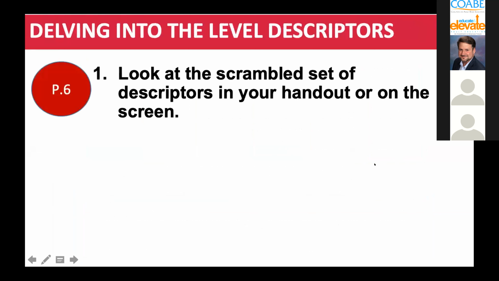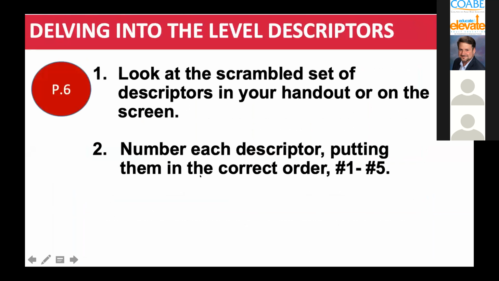And we're going to ask you to look at that. And then, Jamie, next instruction. Sorry. That's okay. Foolishly checking the chat. We're going to ask you to number each descriptor, putting them in the correct order, number 1 through number 5. So level 1 to level 5 is what we're going to ask you to do. And then you'll have a minute to do that.